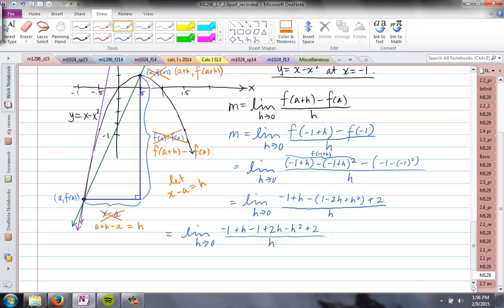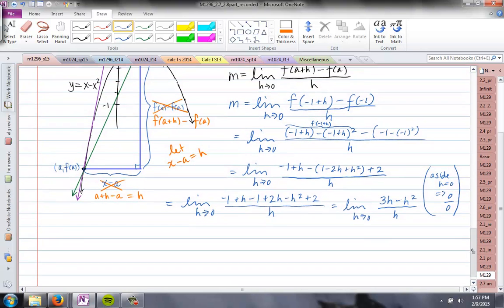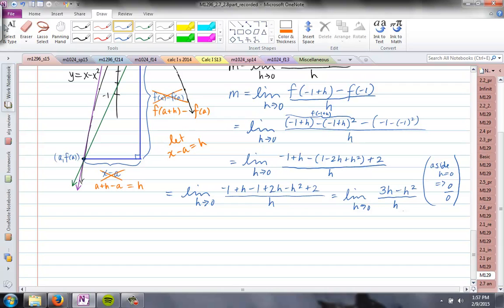Alright, now notice that you can combine some like terms up top. Negative 1 minus 1 plus 2 is 0. We also have an h plus 2h, which is 3h. And what else do we have? Just a minus h squared. Just a quick aside here. If you try to plug in h equals 0, you get 0 over 0. So just like with the last definition, you always get this indeterminate form, 0 over 0, if you just try to plug in h equals 0.